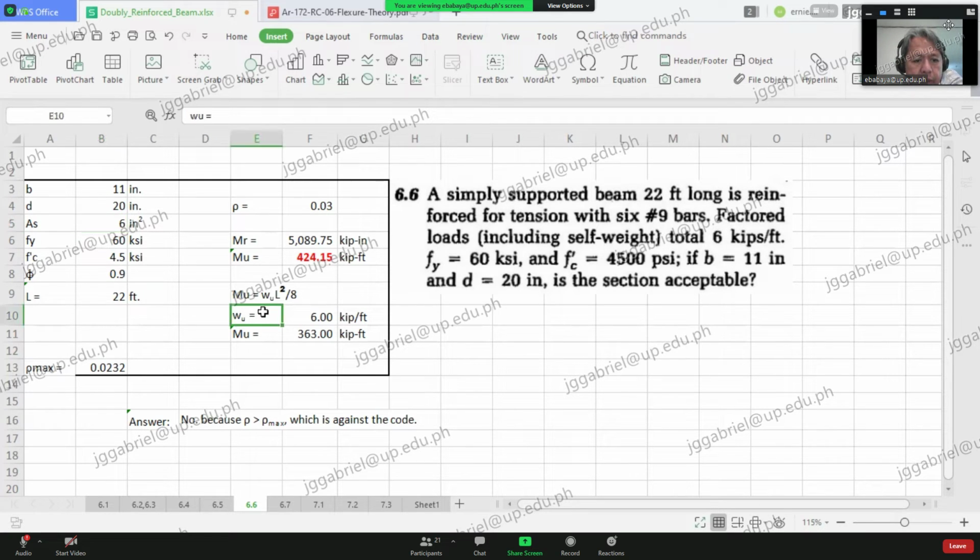So WU is 6 kip per foot. Therefore, your MU is 363 kip foot. Now, what formula will we use? It's still WU L squared over 8 because it's mentioned here a simply supported beam. So, it is asking whether it is enough. Is the section acceptable?